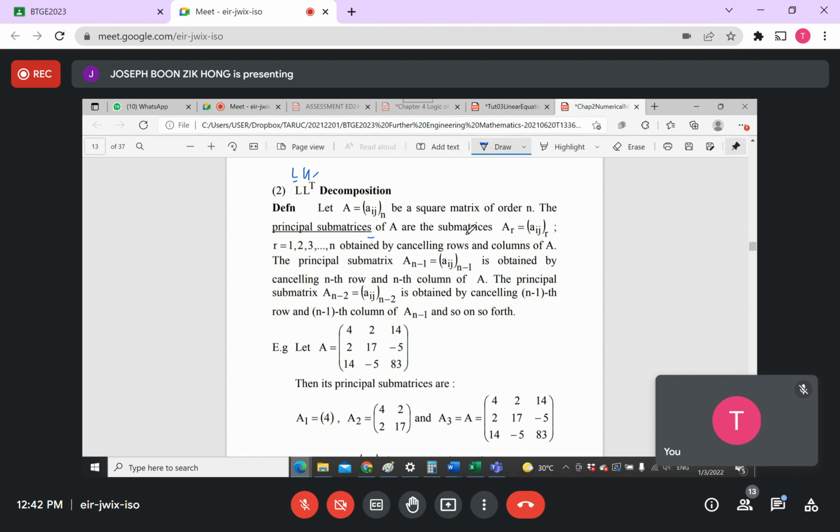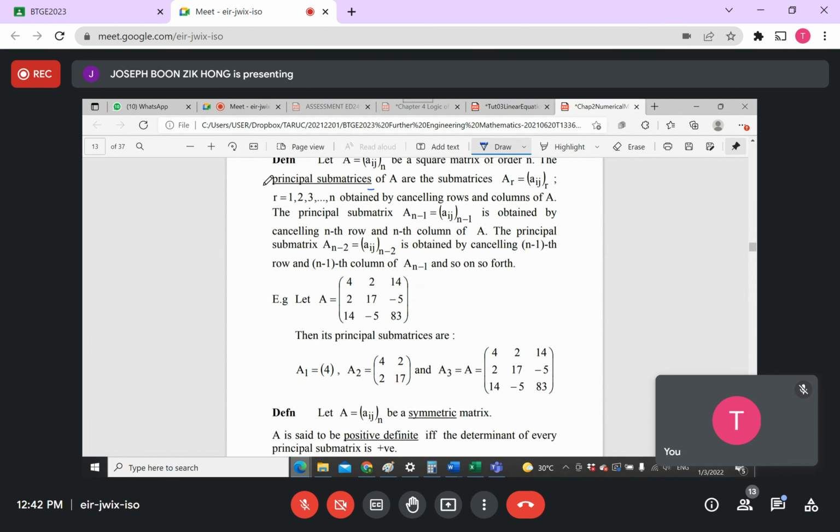So first we look at the principal submatrix of A. Let's see what a principal submatrix is. Say I have A as this one. If I want to find A1, it will be this one, which is 4. A2 is the first two rows and first two columns, so 4, 2, 2, 17. And then A3 will be this one.